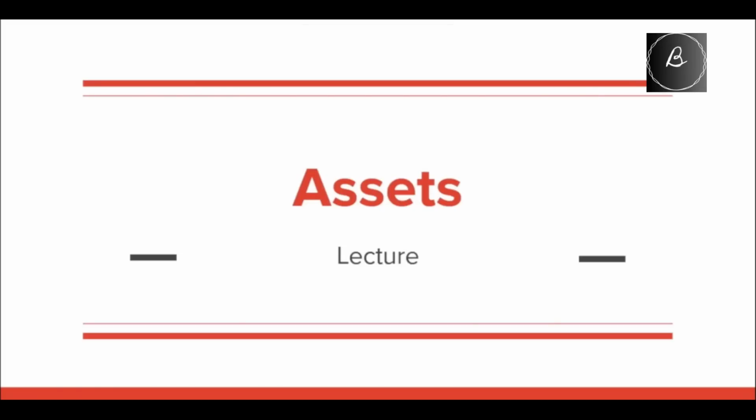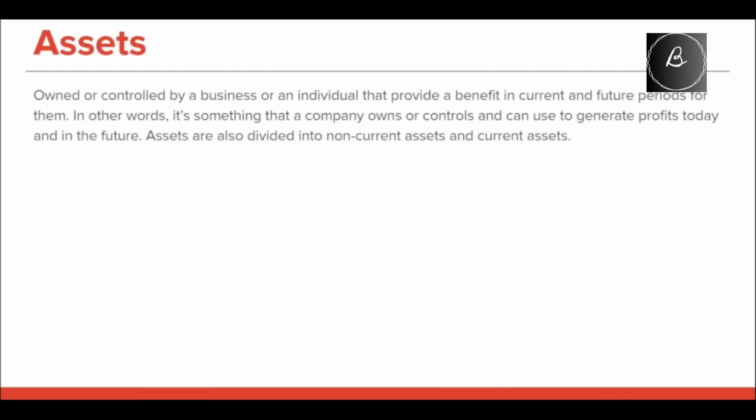Hi, let's now discuss assets. So what are assets? Assets are owned or controlled by a business or an individual that provide a benefit in current and future periods for them. In other words, it's something that a company owns or controls and can use to generate profits today and in the future. Assets are also divided into non-current assets and current assets.